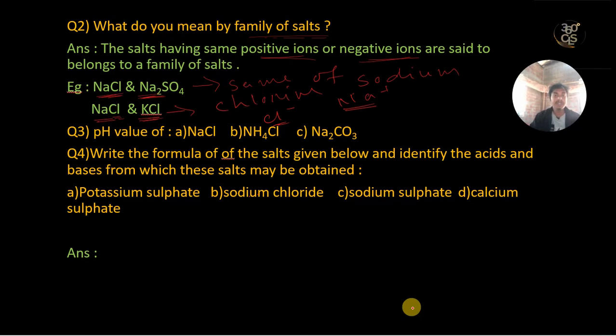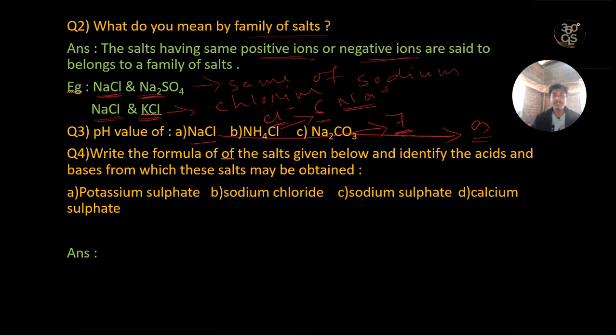Now the next problem is, pH value of NaCl, ammonium chloride and sodium carbonate. The answer will be, the pH value of NaCl is 7, which is neutral. Then ammonium chloride is 6 and sodium carbonate is 9. So from this we can say that the salts are not always neutral in nature. They may be acidic, they may be neutral, and they may be basic in nature.